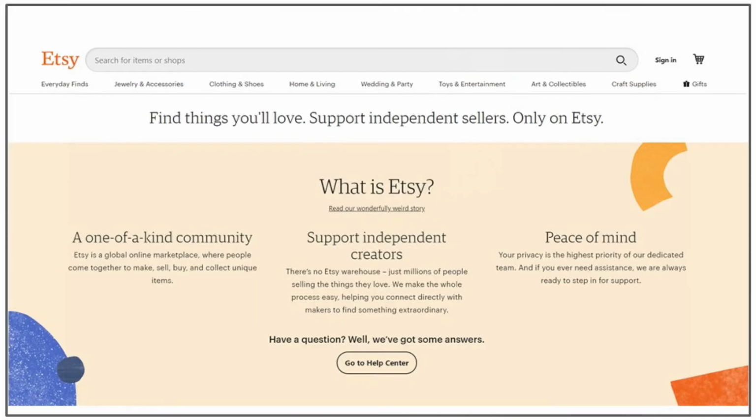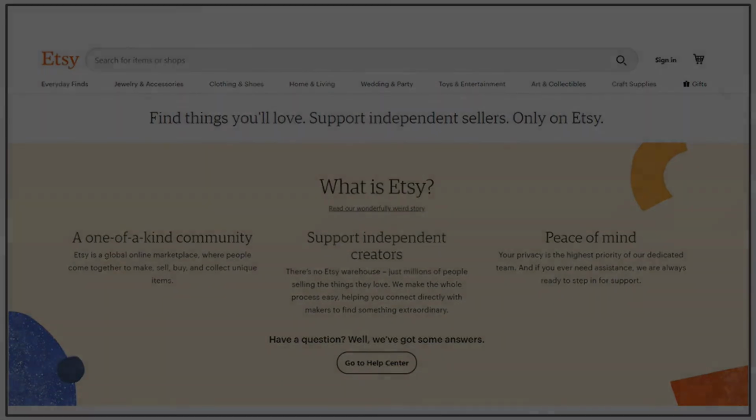One of my favorite places to find really unique wall decor items is Etsy.com. I also love that I'm supporting individual artists when I buy from Etsy.